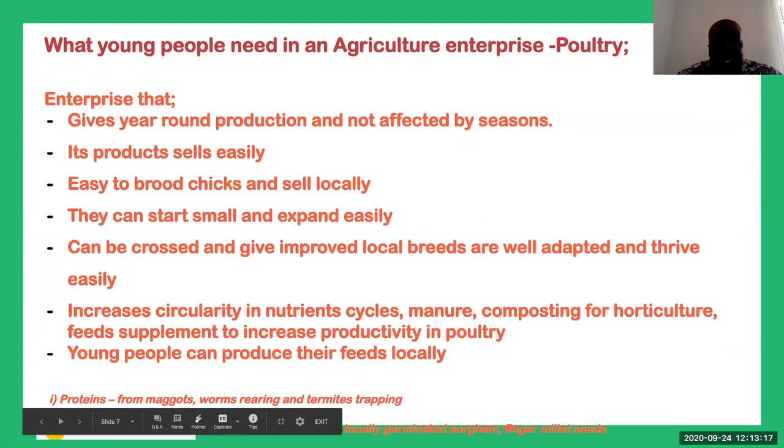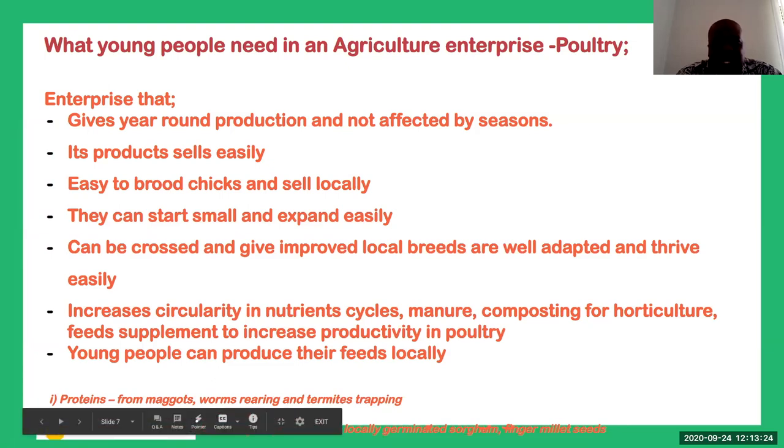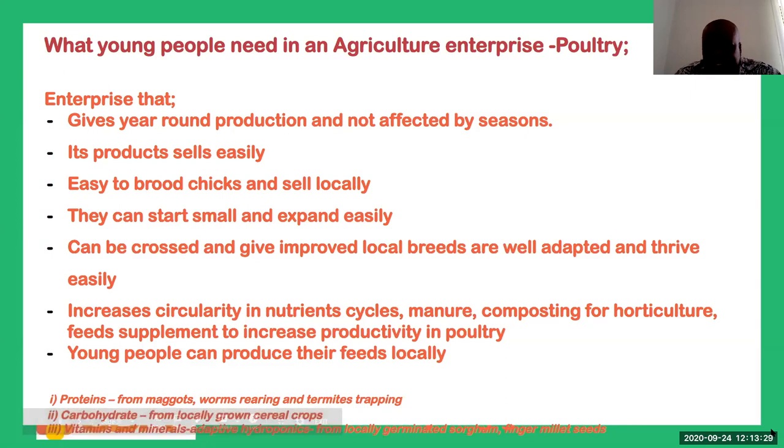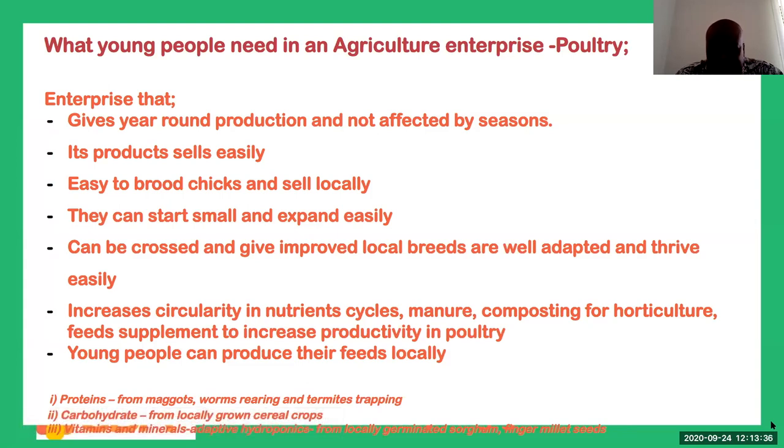Why would young people choose an enterprise like poultry? Poultry gives young people year-round production. It is not affected by any season. They can start small and expand. The improved local breeds are well adapted to different environments. And the enterprise promotes circularity in nutrient cycle and other regenerative agriculture. Their feeds can locally be produced.